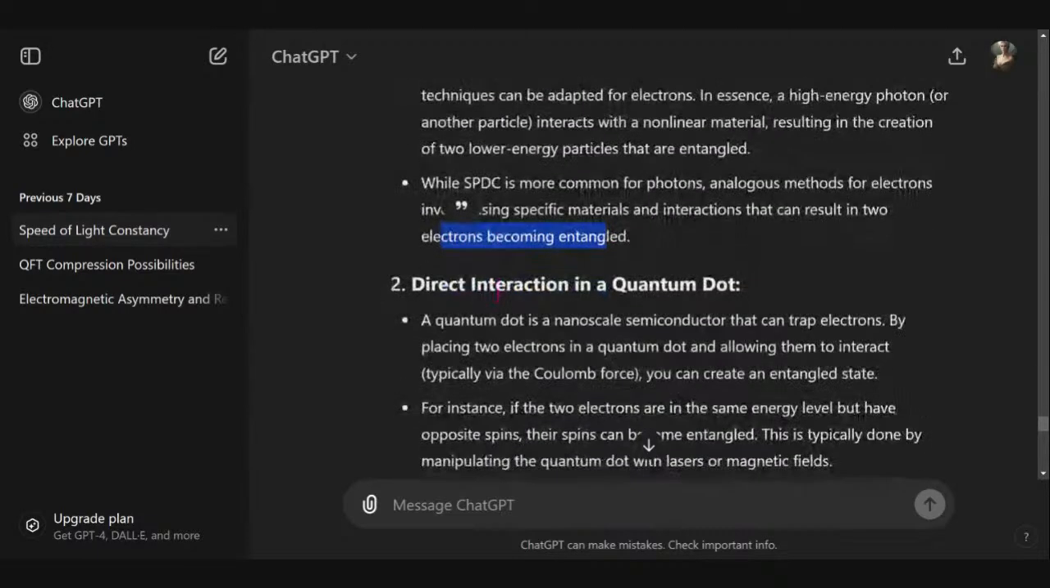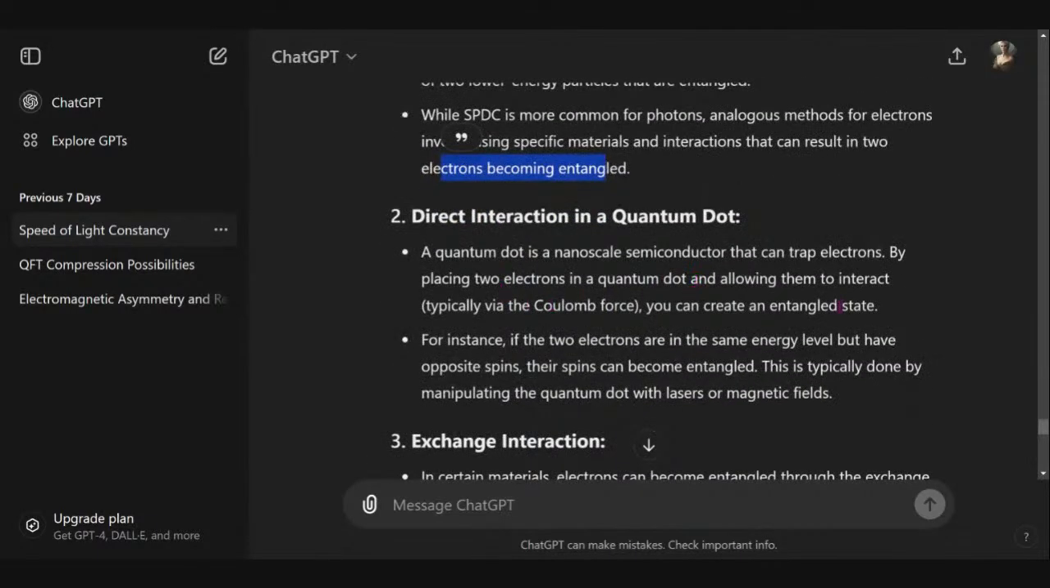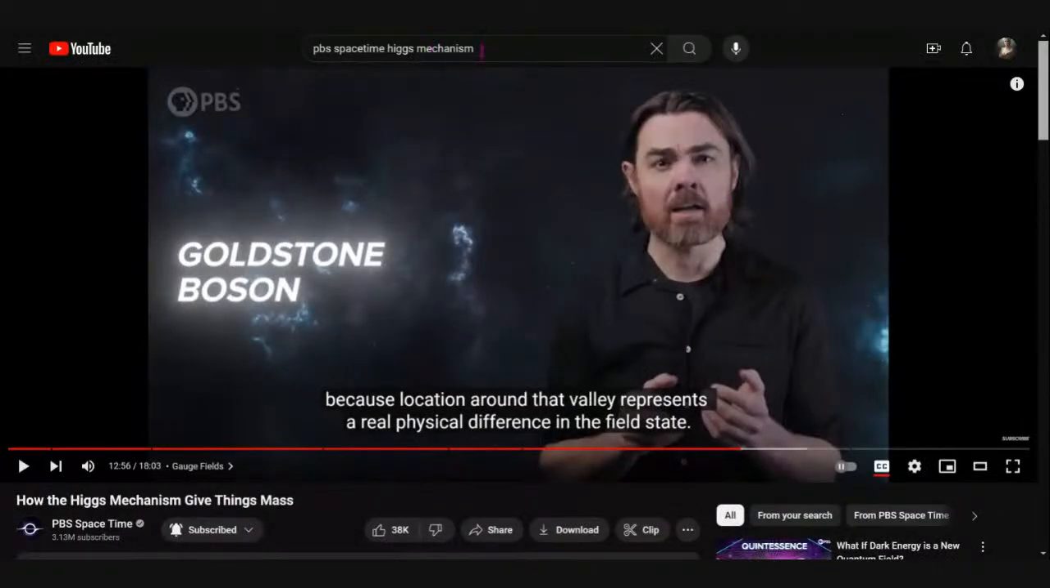It doesn't matter. A quantum dot, okay, direct interaction in a quantum dot. Let's watch a YouTube video where they do it. Let's see the experiment. I'm sure there's nothing like it. For some reason people don't want to show experiments on YouTube.